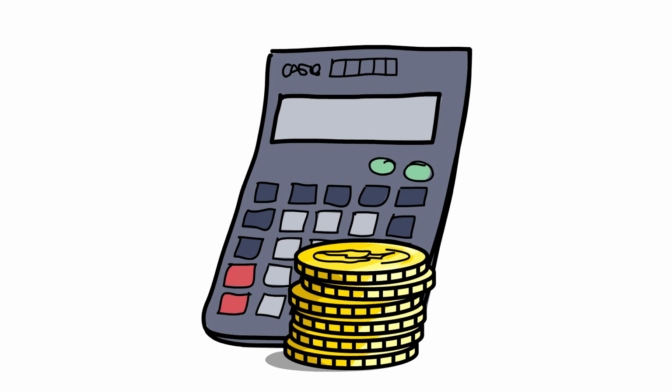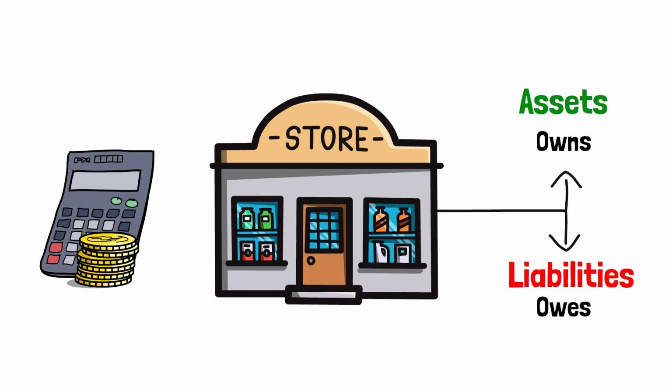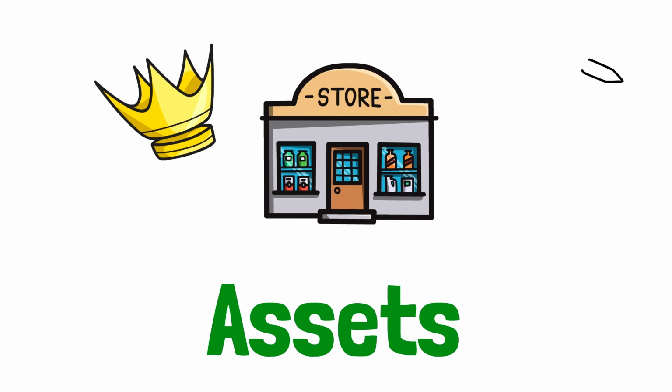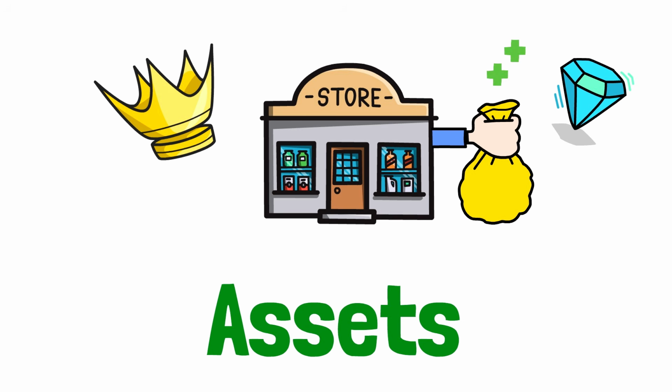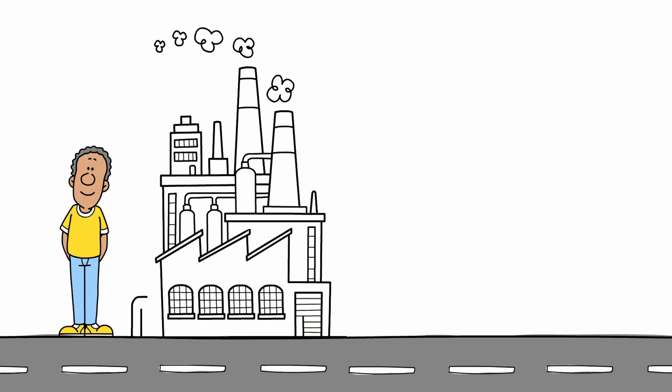In accounting, everything a business owns or owes is grouped into two main categories: assets and liabilities. An asset is anything a business owns that has value and can help generate income. Think of assets as resources. For example, imagine you own a small factory that produces wooden chairs.